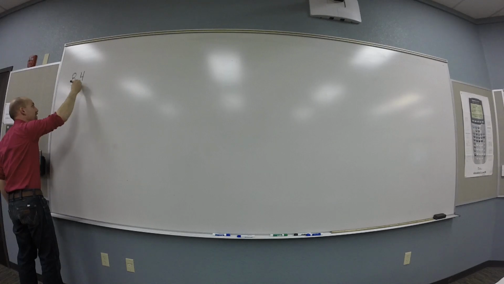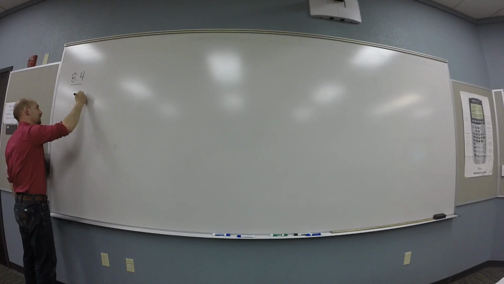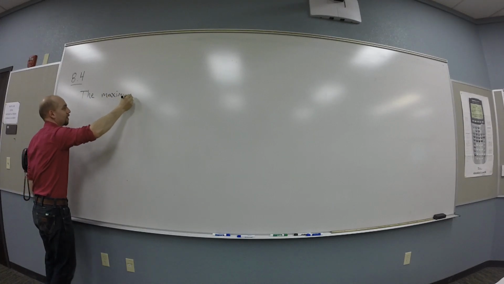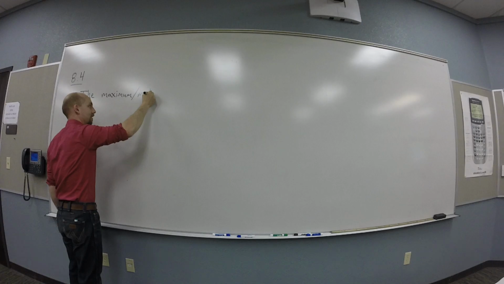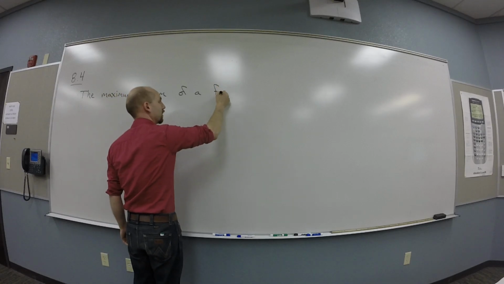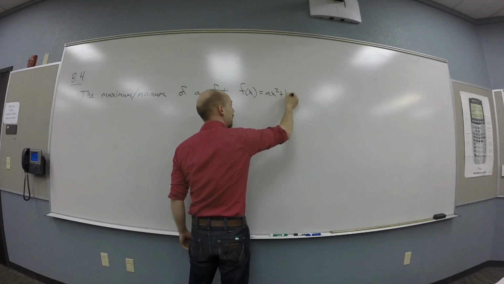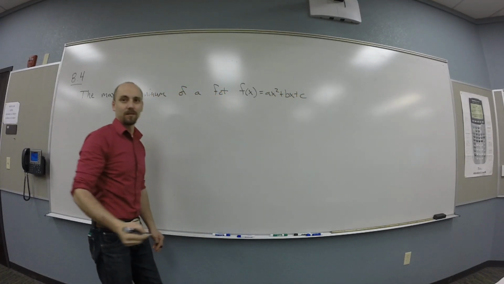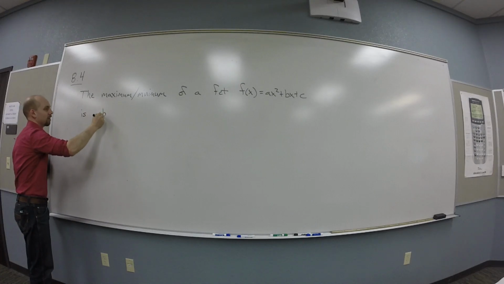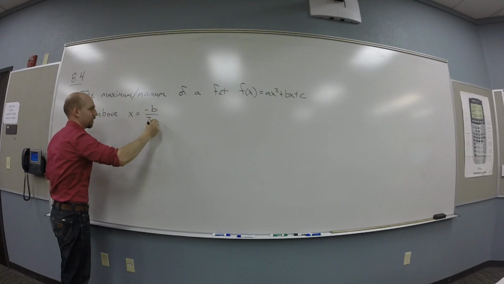So here's your talk for 8.4. This gets summed up in one sentence. Okay? The maximum or minimum of a function f of x is ax squared plus bx plus c is above x is negative b over 2a. Okay.